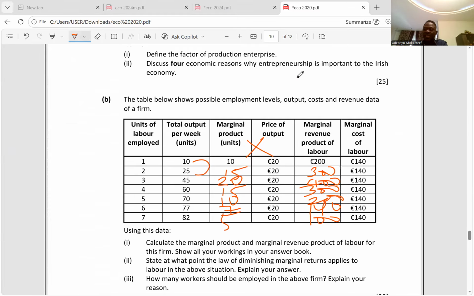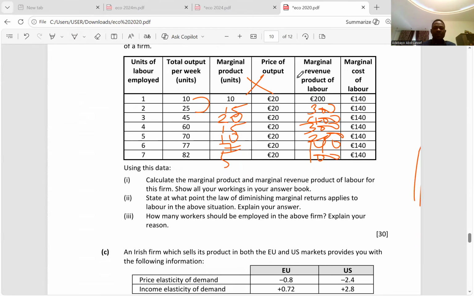So the next question says, we've calculated for 5B, yeah, we've done that. They said, state at what point the law of diminishing marginal returns applies to labor in the above situation. Let's check together.